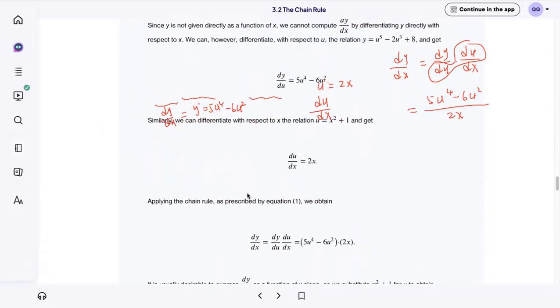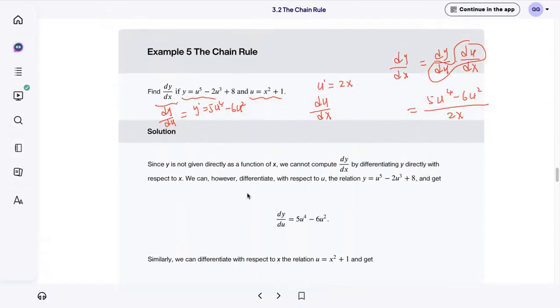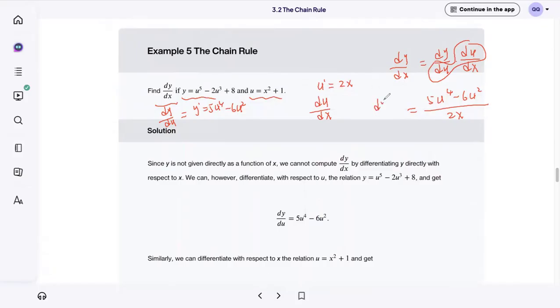Oh, okay. This is just saying, because we know u, let's change u back. du/dx, right? Because we want the variable to be x, not u anymore. Yes, because this dy/dx is in terms of x, no more u. So we just substitute this u into this. So we got 5 times (x squared plus 1) raised to 4 minus 6 times (x squared plus 1) raised to 2, divided by 2x. All right.